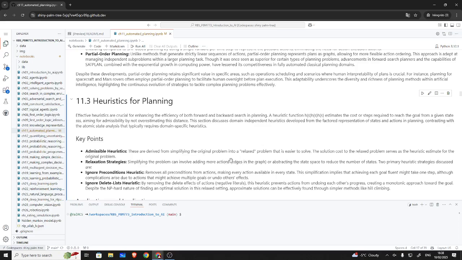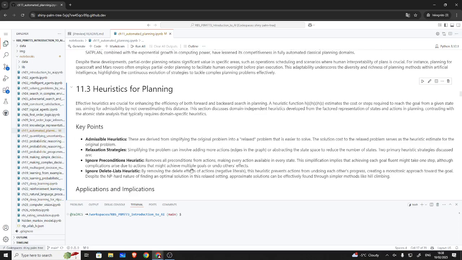If you think about it, if you have a problem as a graph, you can add some cheat codes. Or maybe you abstract the state space to reduce the number of states. So one general heuristic is to ignore all the preconditions, meaning you allow every possible move. It implies that you can do everything instantly, sort of like a super cheat code. So at every situation, you can make any move. That seems maybe too relaxed.